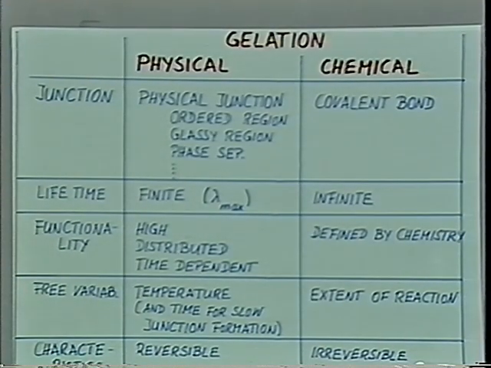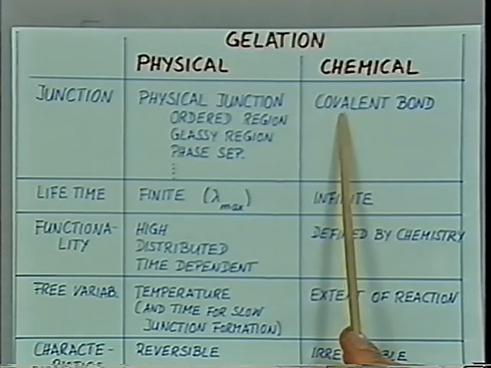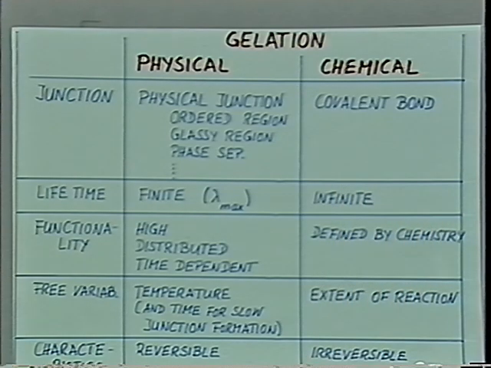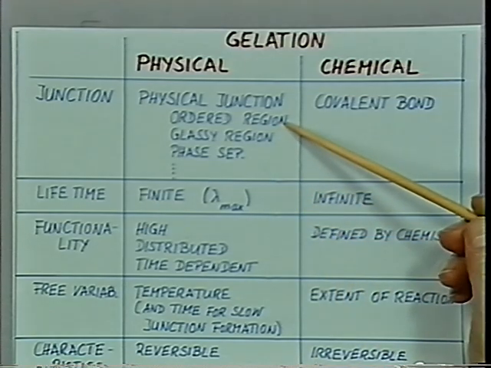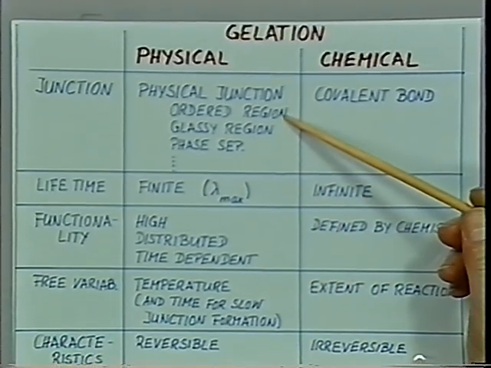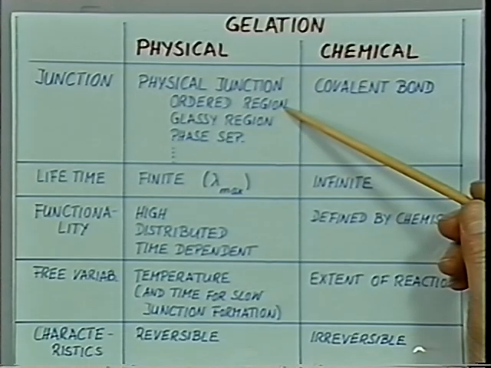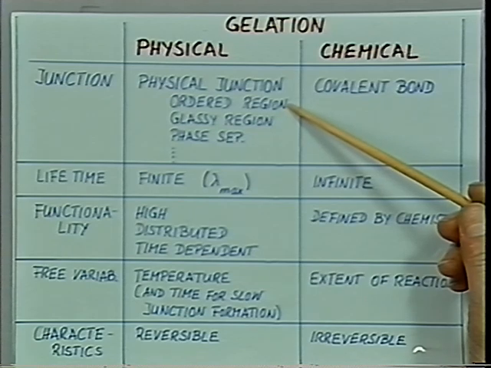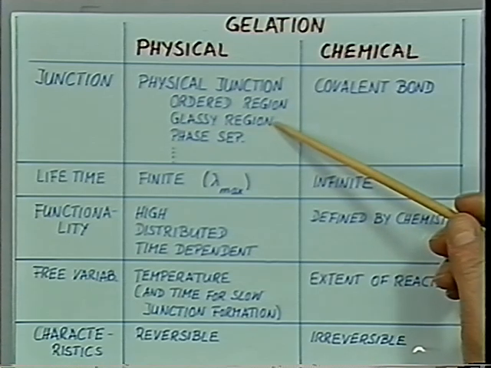The junction is very different. For the chemical gels, it was just a bond, very well defined. For the physical gels, we might have some ordered region, maybe some crystalline region, which has a lower mobility, which connects chains locally. It might be a local glass region.